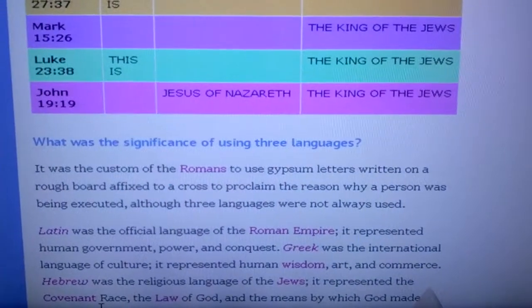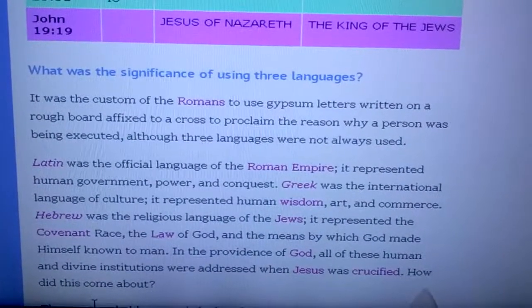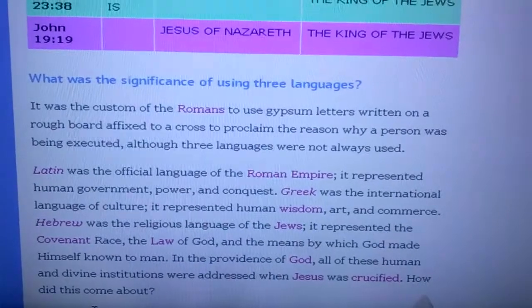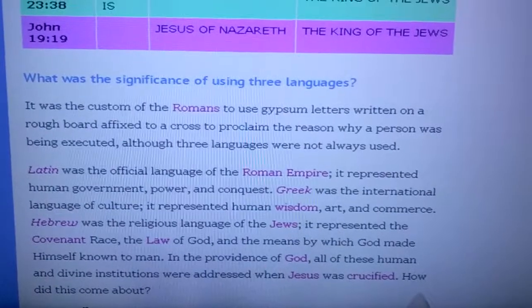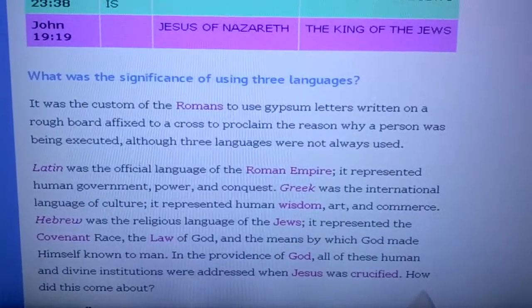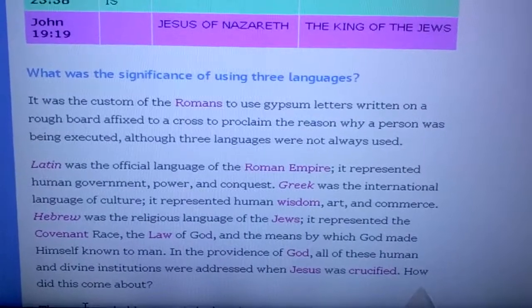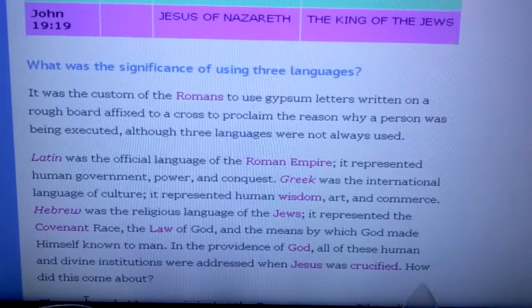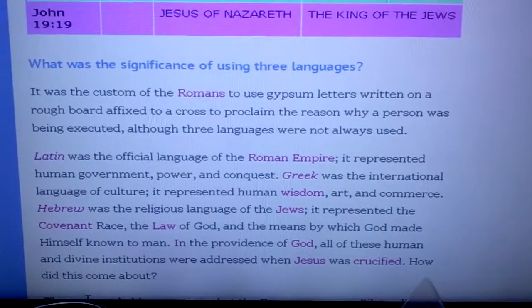What was the significance of using these three languages? It was the custom of the Romans to use gypsum letters written on a rough board affixed to a cross to proclaim the reason why a person was being executed, although three languages were not always used. Latin was the official language of the Roman Empire. It represented human government, power, and conquest.